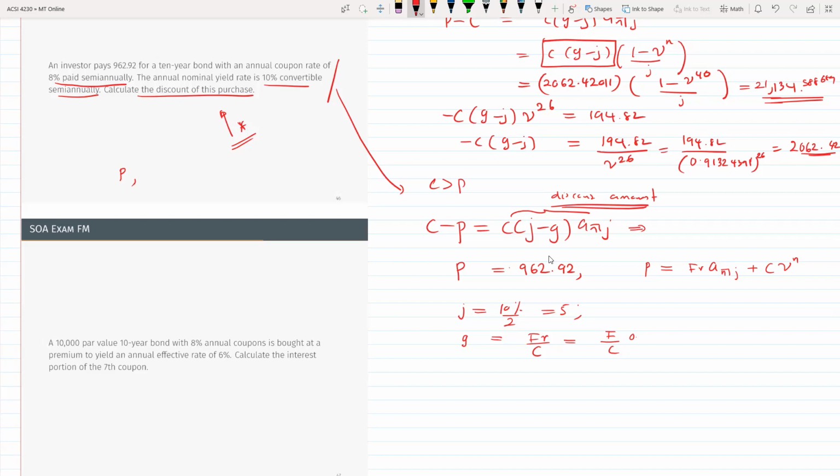Oh, actually, we can solve for the C right away. But to do that, you need to assume whether the face value and the redemption amount are the same or not. So in this problem, if we assume the face value is the same as the redemption amount, then you can really solve it. Okay, so let me do it this way.